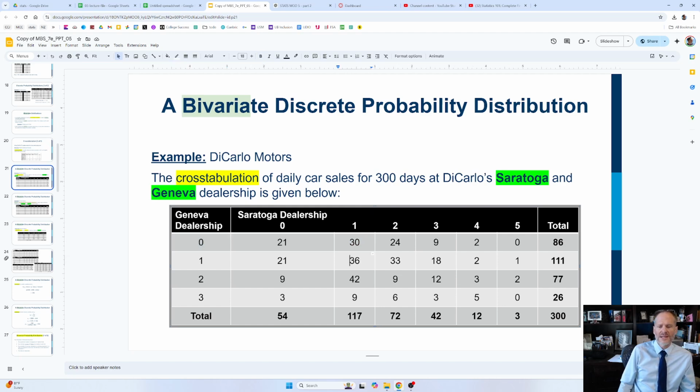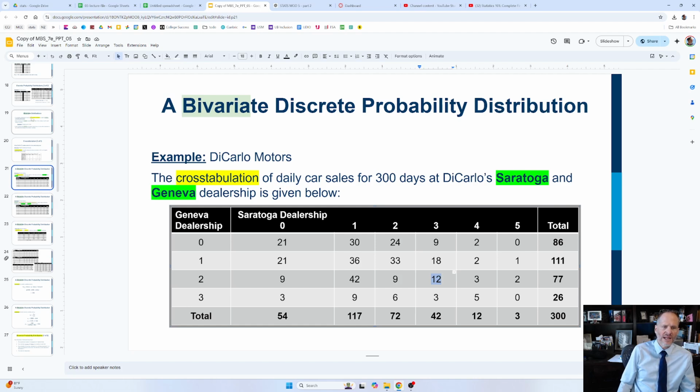So here you have this cross tabulation that shows you how many days certain things occurred. So if I said here, we had 12 days out of 300 where Saratoga sold 3 cars and Geneva sold 2 cars, right? So that's how that works, right?